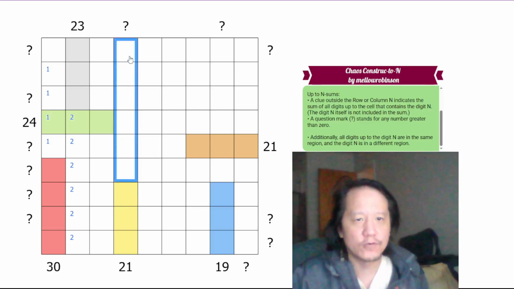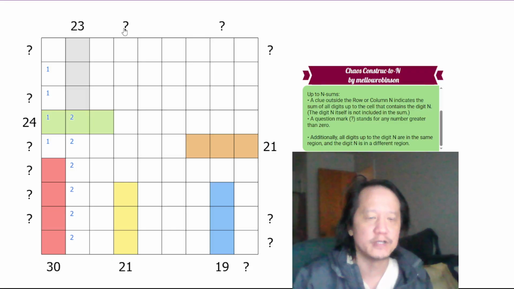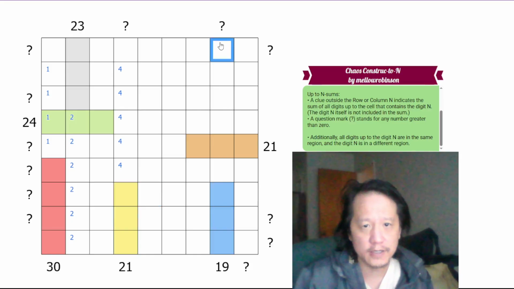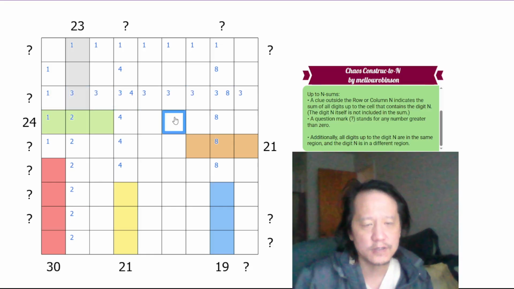4 in column 4 cannot be here because this must be non-zero. It's greater than 0, so it has to have something here. So 4 could be one of these 5 because of this 21. 8 again can't be here, so 8 has to be one of these 5. 1 can't be here, and 1 can't be here, so 1 is one of these 7. 3 can't be here, so 3 has to be one of these digits. 4 again cannot be here because less than 3 digits can't add up to 24. So it's one of those.